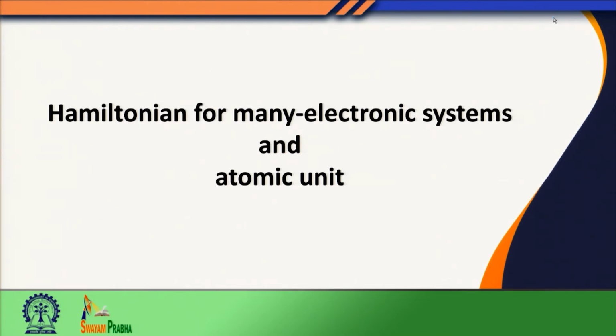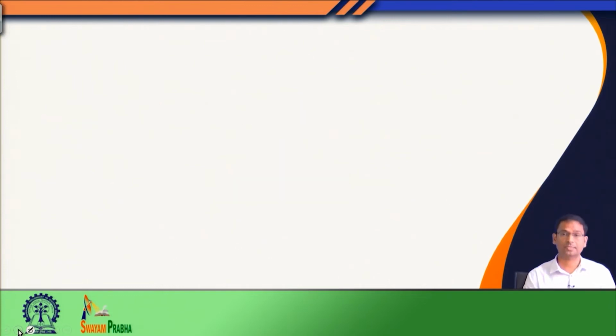And while writing down this Hamiltonian, we will also see that there exists another unit like SI unit, which is called atomic unit, and how and why we need this atomic unit in quantum mechanics. That is the topic of today's discussion.